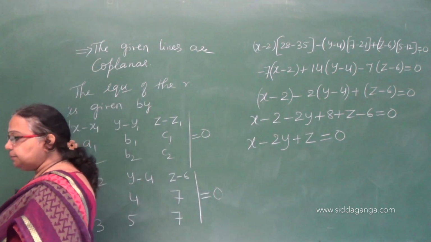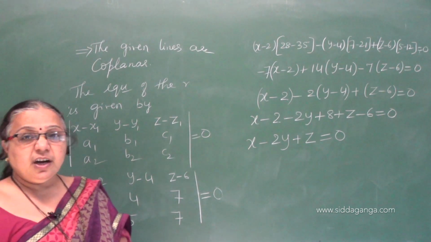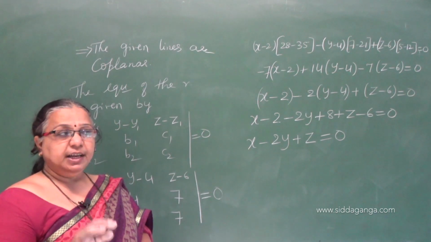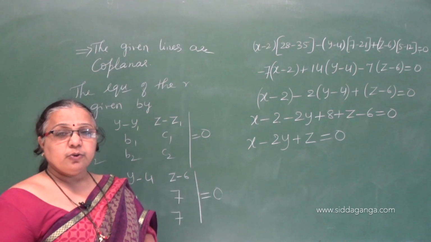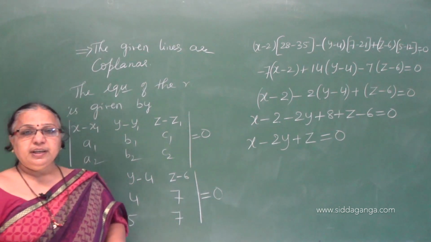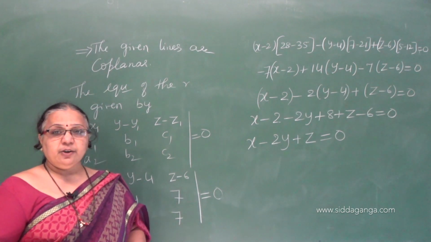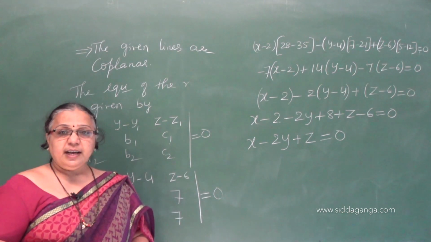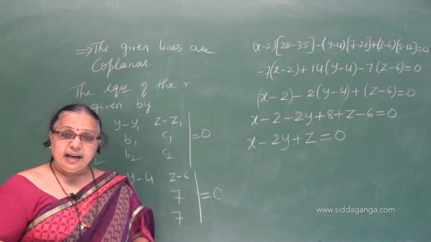So that is, to prove that the given lines are coplanar and hence we can find its equation, the plane which contains the given two lines. Thank you students, we shall continue in the next class. In the next class we are going to find the angle between the two planes as well as the angle between a line and the plane.